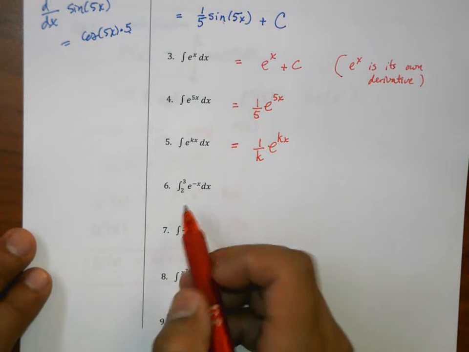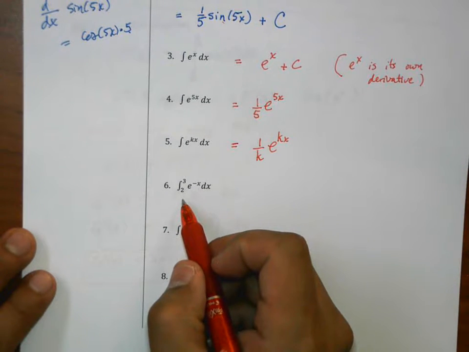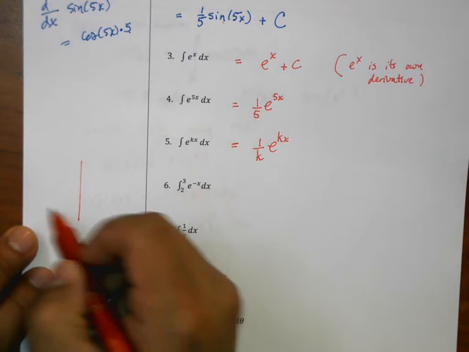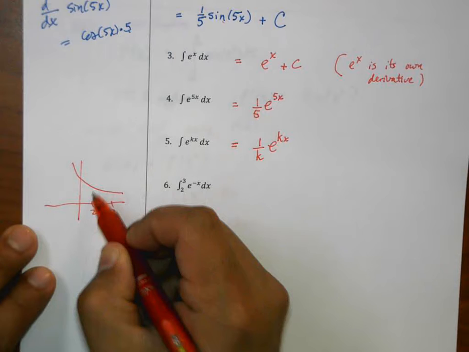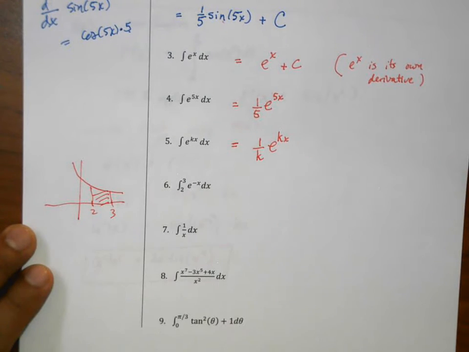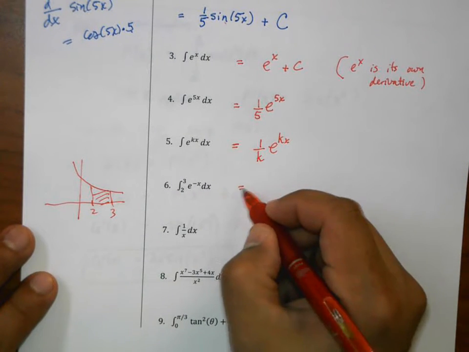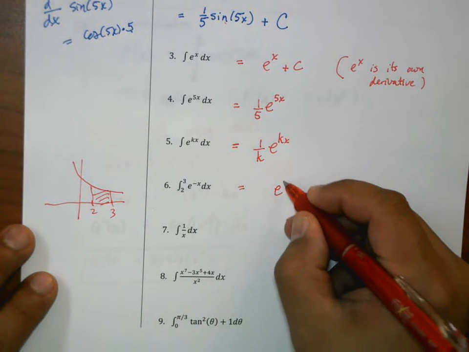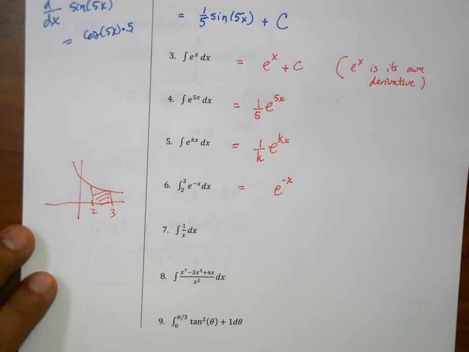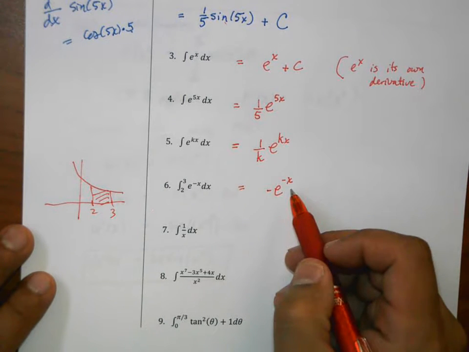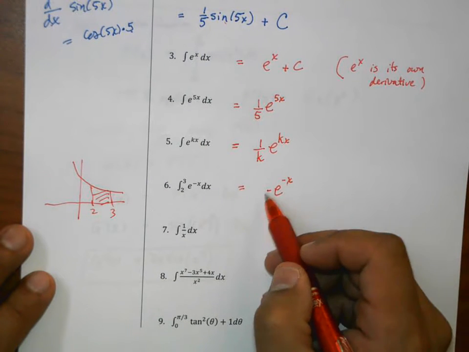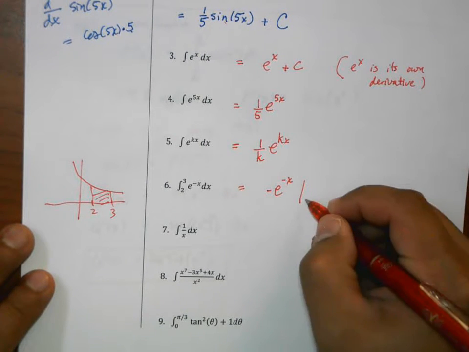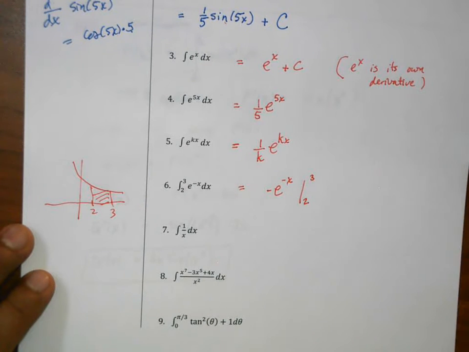Next here, we have a beautiful definite integral. And this also has a geometric meaning so that you don't entirely forget. This is from 2 to 3, that area. So this is the antiderivative of e to the negative x, which is e to the negative x, times negative 1, because you're going to need that when you take the derivative. You end up with a multiplying by negative 1 from 2 to 3.